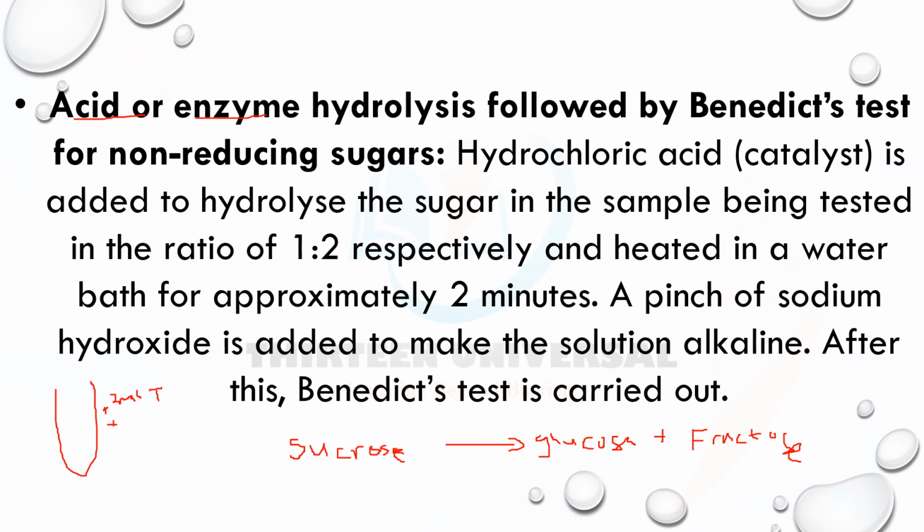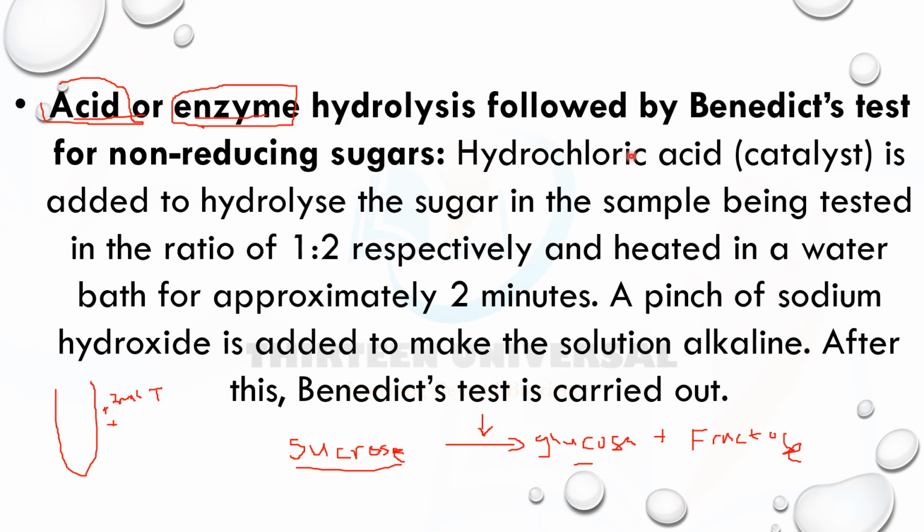The reason is that we want to hydrolyze this sucrose. We want to break the glycosidic bond joining glucose and fructose together. So it needs to be broken. That's why we are adding acid. Is that okay? If acid is not present, you use an enzyme that can hydrolyze. So the reason for adding the acid or the enzyme is to hydrolyze. If you check what we have on the slide here, it says hydrolysis is followed by the Benedict test for non-reducing sugar. So first of all, hydrolyze and then test.